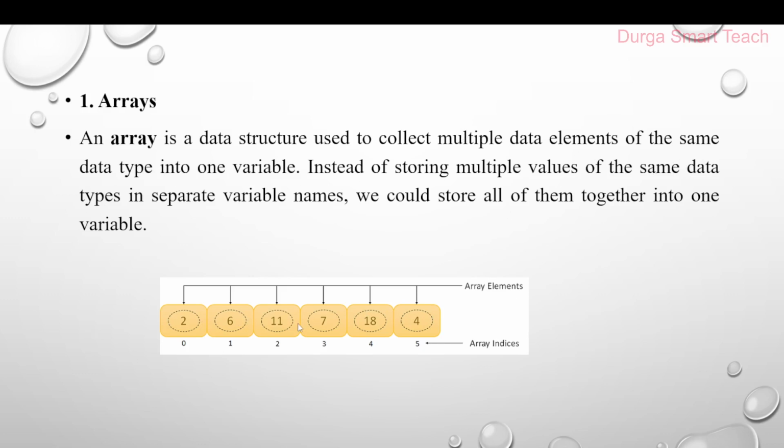Here these are all known as array elements and these are known as array indexes. Okay, so the index always starts with 0 and ends with size minus 1. So if you observe, 1, 2, 3, 4, 5, 6. So 6 is the size. 6 minus 1 is 5. So it starts with 0 and ends with size minus 1.